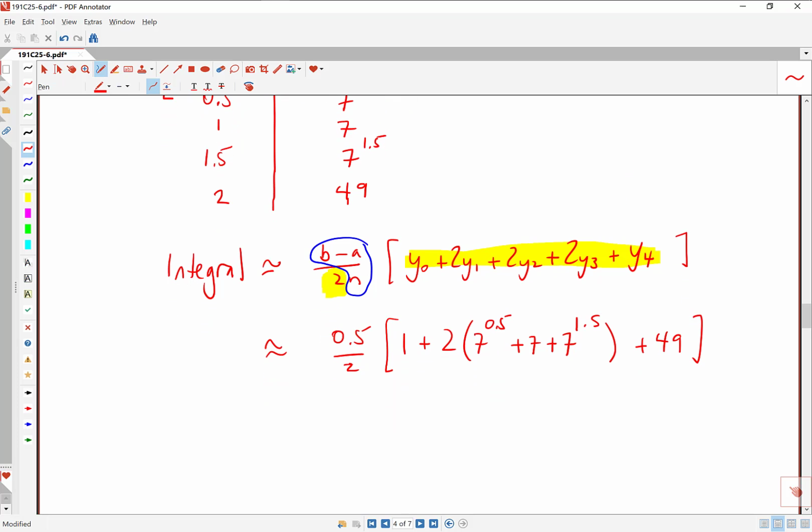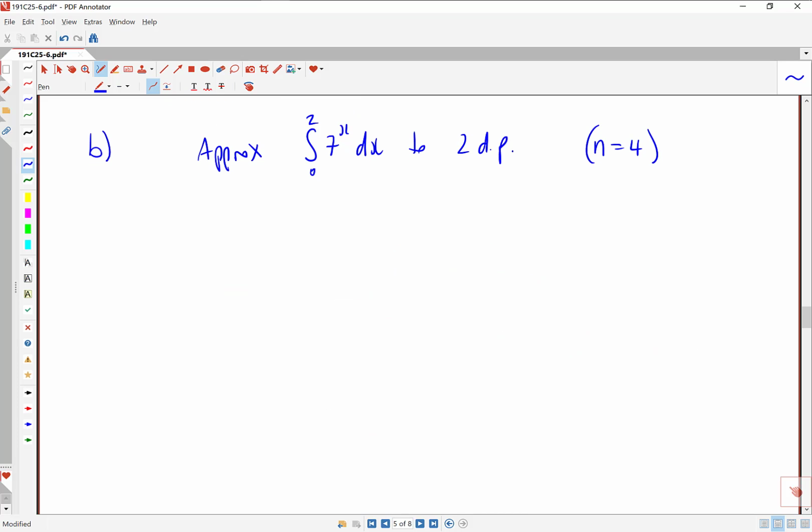So we want to give our final answer to 2 decimal places, and you can check that it comes out to about 26.58. So we'll store that value away for now. We're going to do a part B where we use Simpson's rule, and then we'll compare which rule gave us the better approximation. So in part B, we're going to approximate the same integral, still to 2 decimal places.